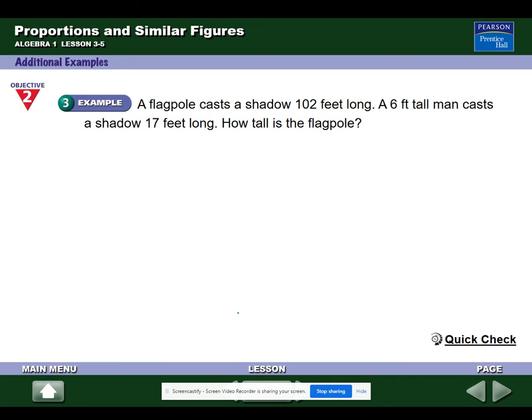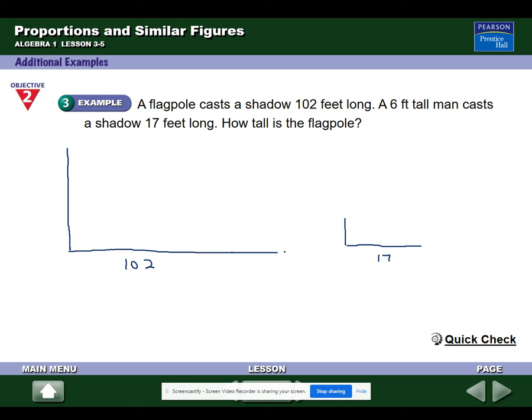Okay, moving on. A flagpole casts a shadow of 102 feet. A 6-foot tall man casts a shadow of 17 feet. How tall is the flagpole? So here's a situation. We have a flagpole with a shadow of 102 feet. A 6-foot tall, and I'm not drawing this too much to scale, but let me get a little bit closer. A 6-foot tall man casts a shadow of 17 feet.